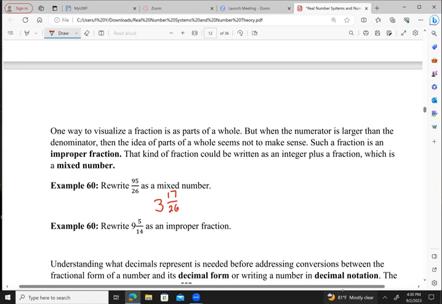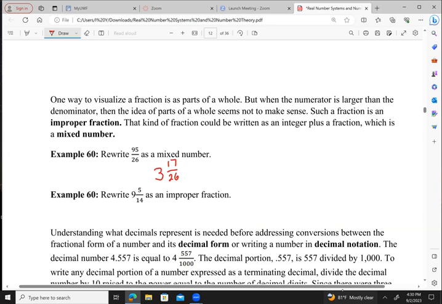Now, how do we do this the other way? We rewrite the mixed number as an improper fraction. Take the denominator, in this case 14, multiply it by the whole number, 9, and then add the numerator, plus 5. And that will be your new numerator. 14 times 9 plus 5. So our improper fraction is 131 over 14.